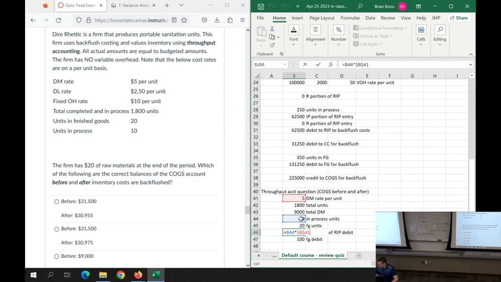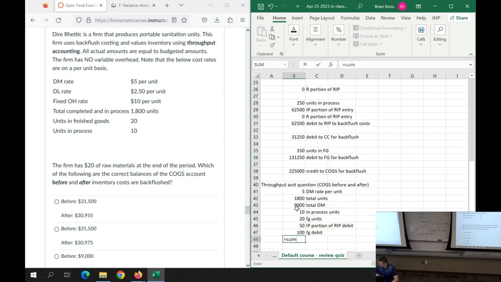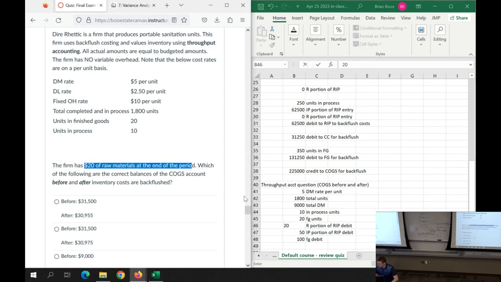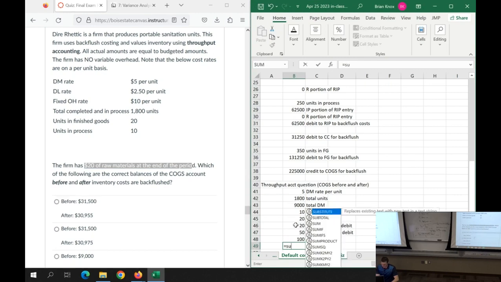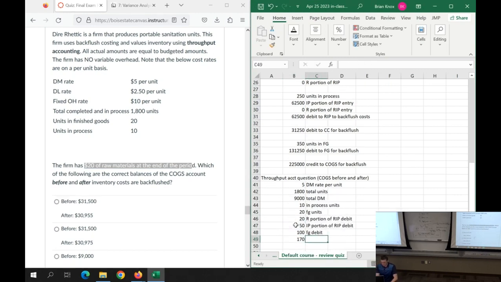Just taking the number of units times the dollar rate for direct materials, and it's the only inventory cost we're considering. Makes it much simpler. The number of finished goods units times the dollar rate again. And let's add in the portion of the RIP debit, which the problem here says is $20. And we can sum these three, and that's total debits out of COGS when backflushing.